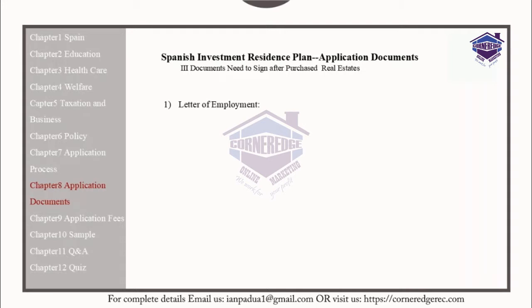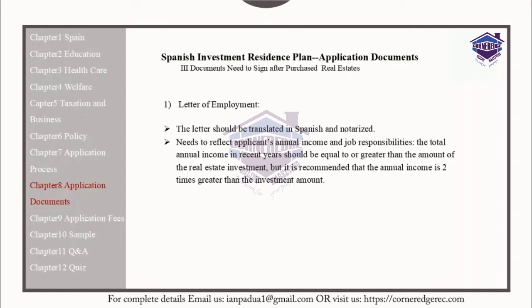The letter of employment. This should be translated into Spanish and notarized. It also needs to reflect the applicant's annual income and job responsibilities. The total annual income in recent years should be equal to or greater than the amount of the real estate investment, but it is recommended that the annual income is 2 times greater than the investment amount.